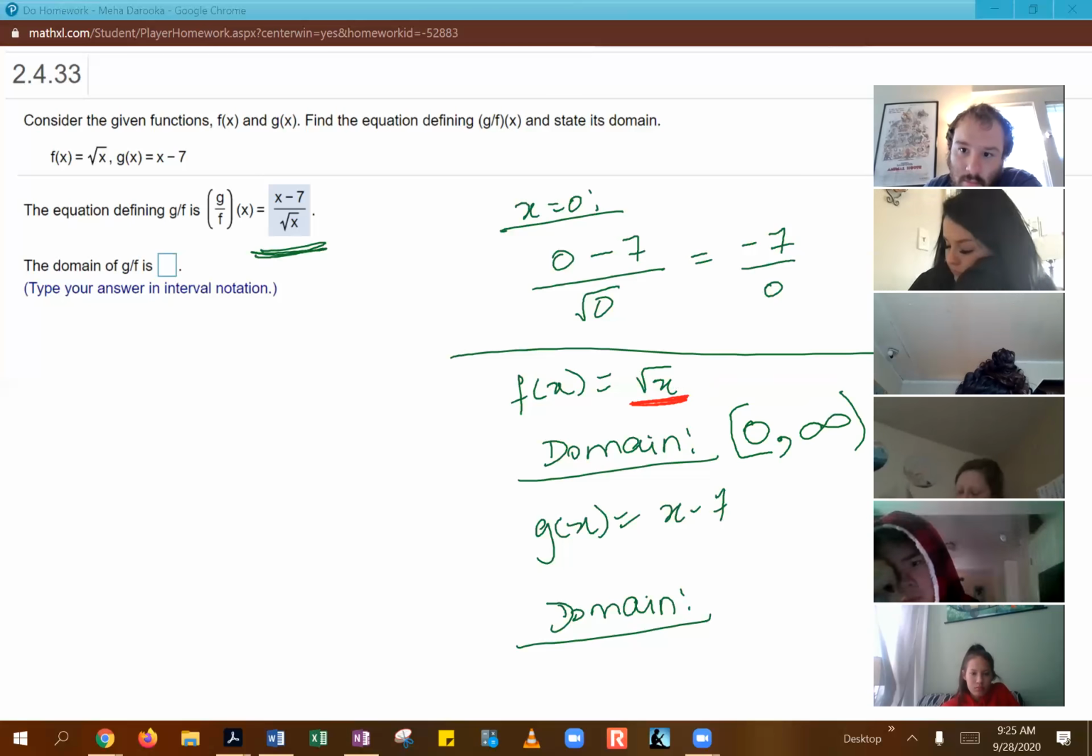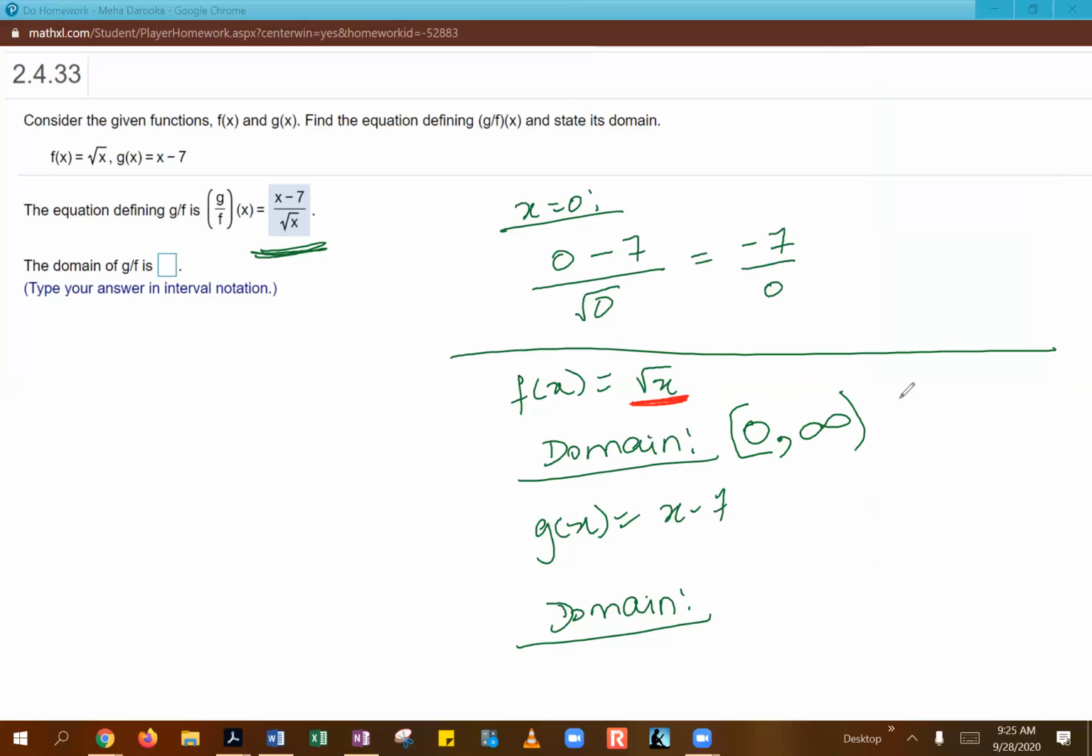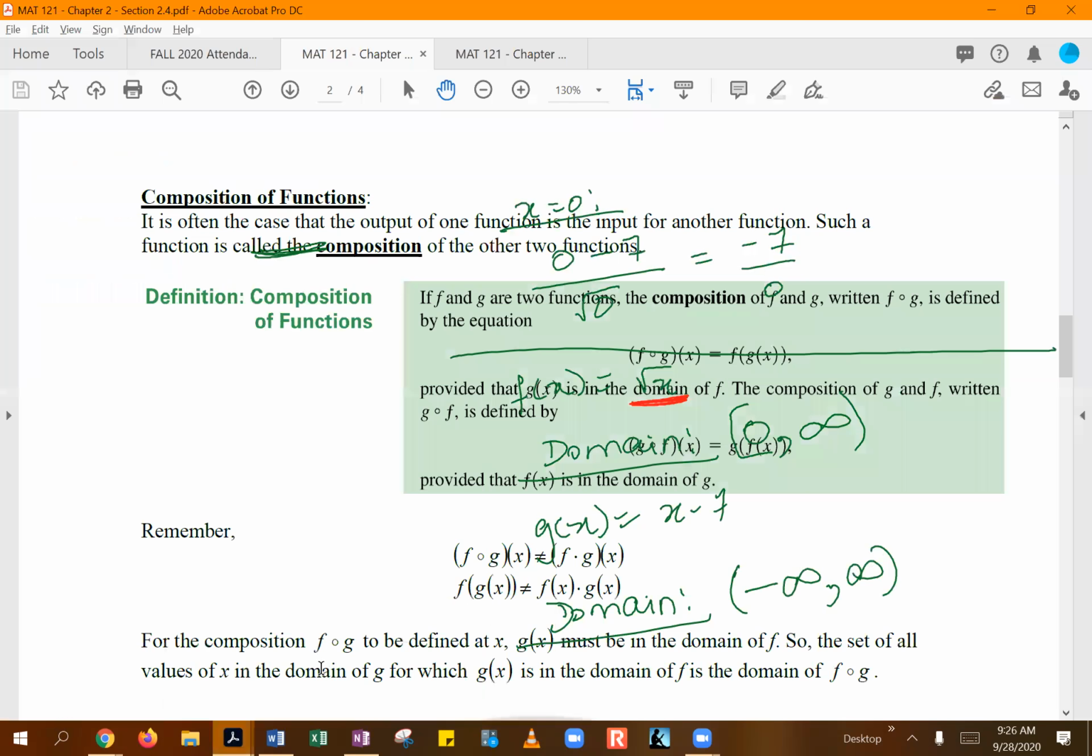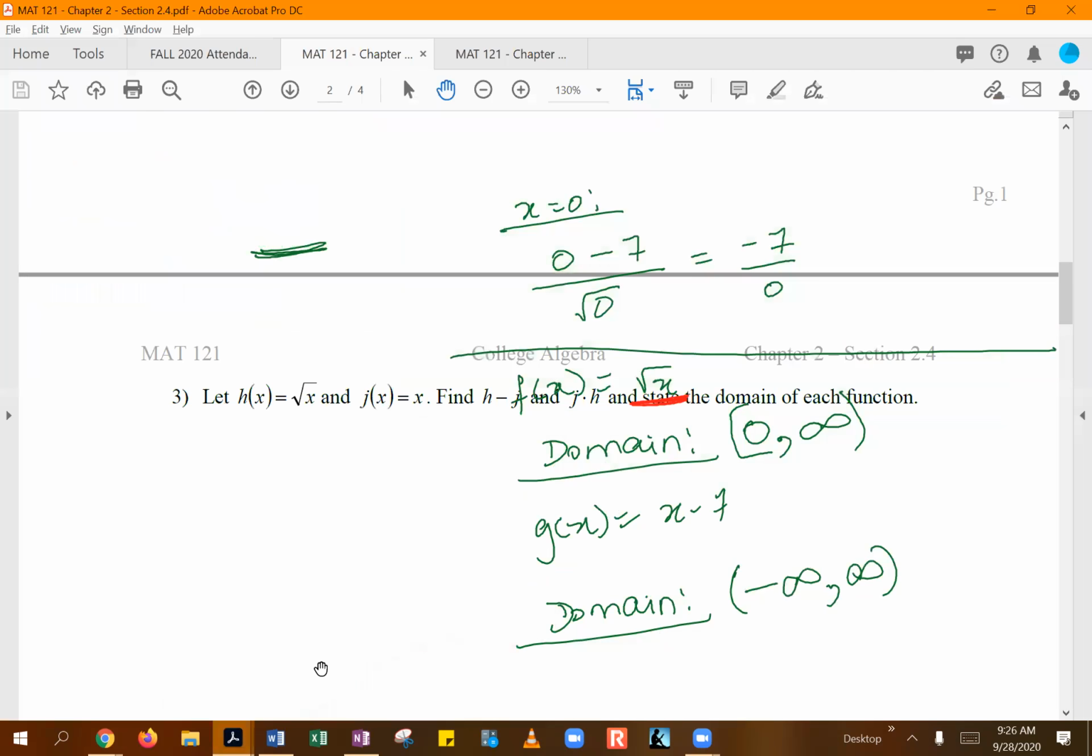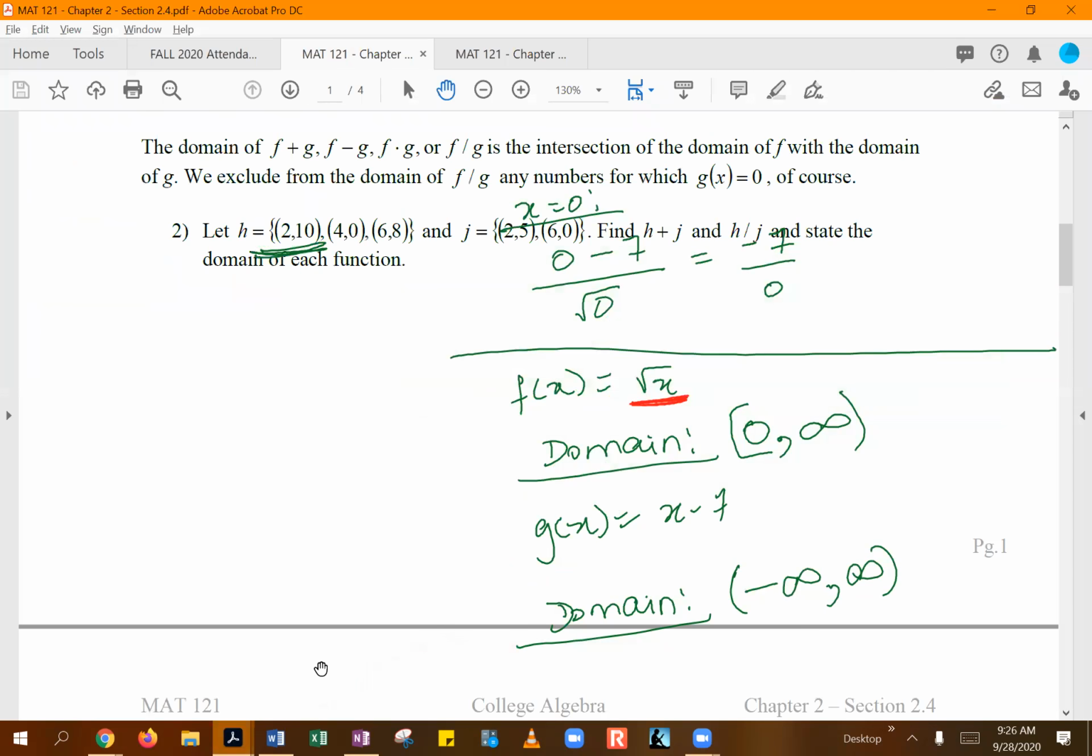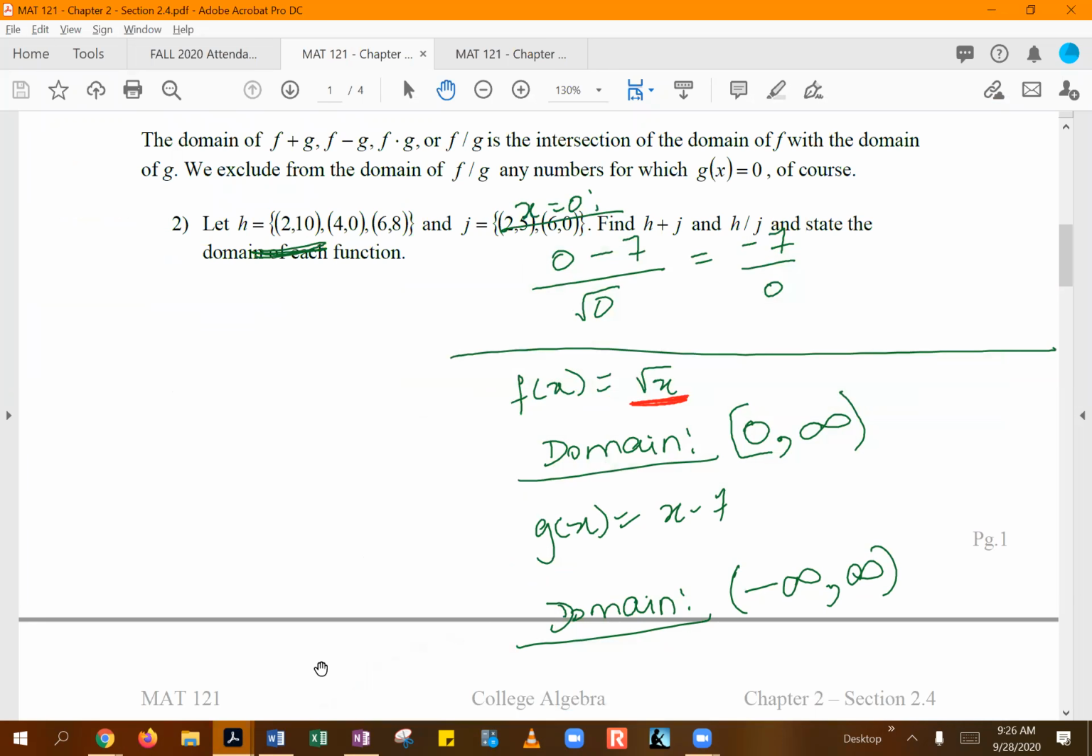Do we have any restrictions in that? No, right? So we can use all real numbers, negative infinity to positive infinity. So again, guys, if you remember, when we talked about the domain, and I know I've kind of got this overlap over here, whenever we are talking about the domain of these operations with the functions, you are looking at the intersection between the domain of each of those individual functions.